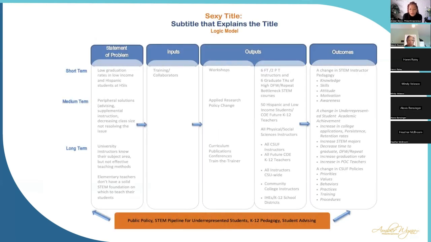This is the one that we use for Cal State Fullerton. The way that it's broken down is that the short term, medium, and long term are all across the board, so you don't have to figure it out. You've got the problem statement, the inputs, the outputs, and the outcomes. And at the bottom, you have your assumptions and your environment. But it always flows to the right.